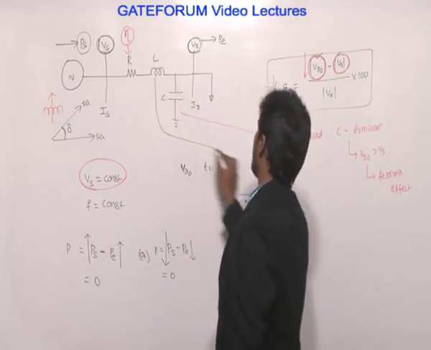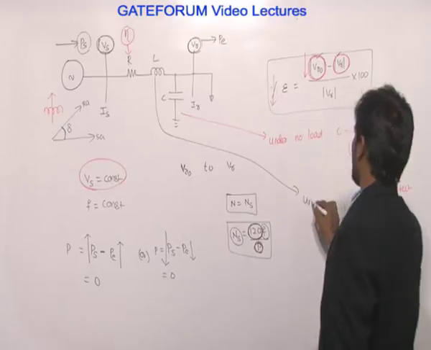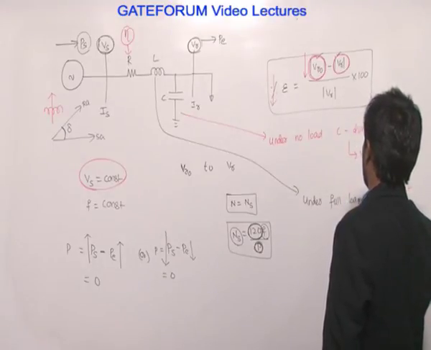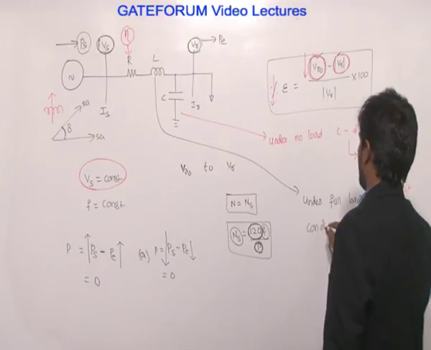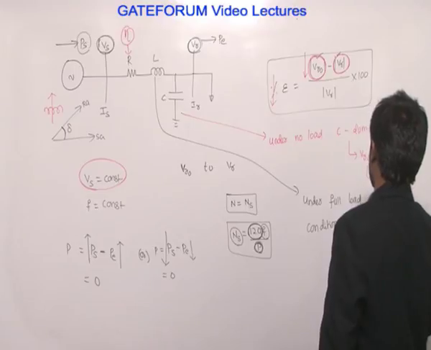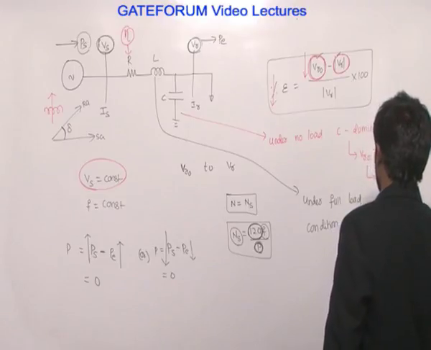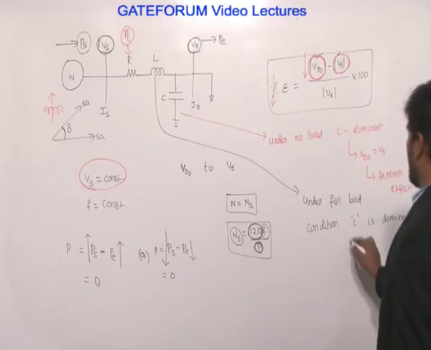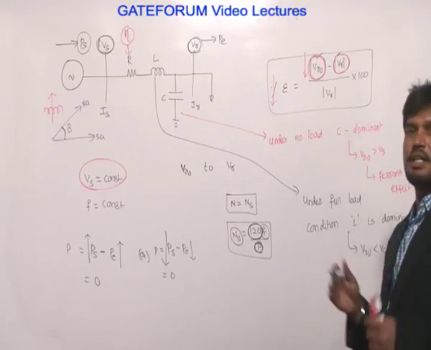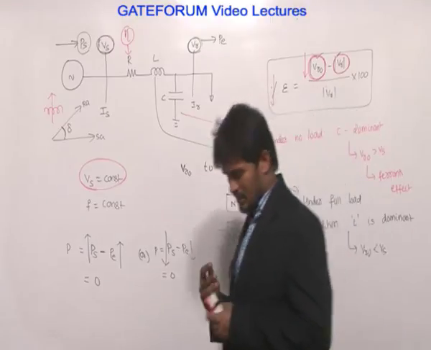Next, under full load condition, inductance is dominant. Hence, voltage at the receiving end is less than sending end voltage. Because of the inductor, voltage at the receiving end is less.